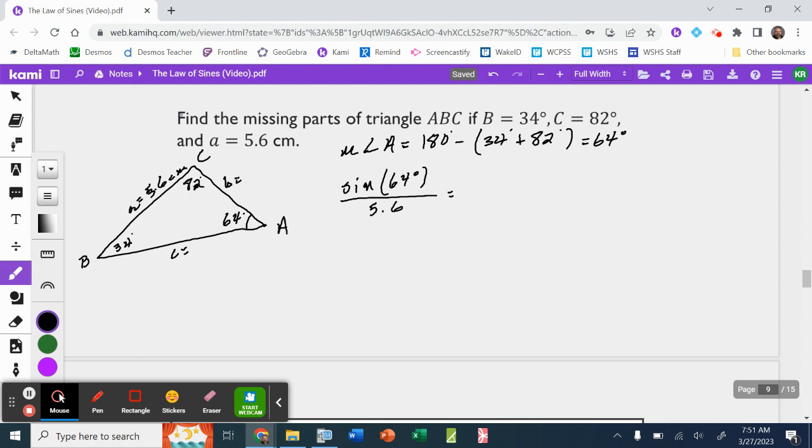And we're going to set this equal to the sine of angle B. And angle B in this problem we were told was 34 degrees. And we're going to try and find side B. So I've got my proportion set up. So I'm going to go ahead and cross multiply. I'm going to have B times the sine of 64 degrees is equal to 5.6 times the sine of 34 degrees.